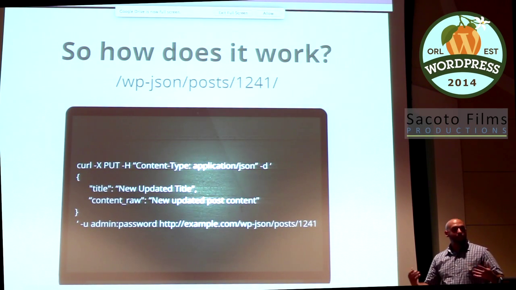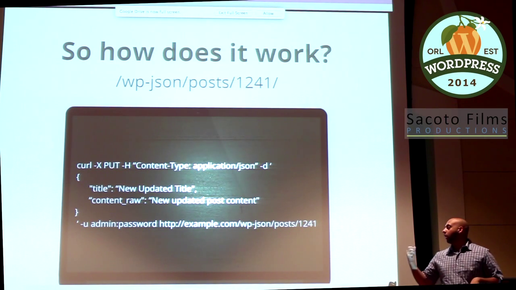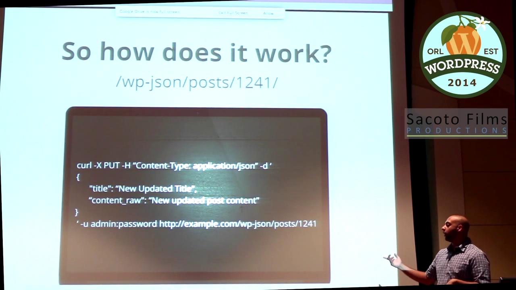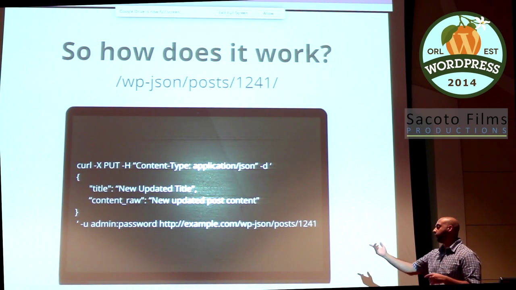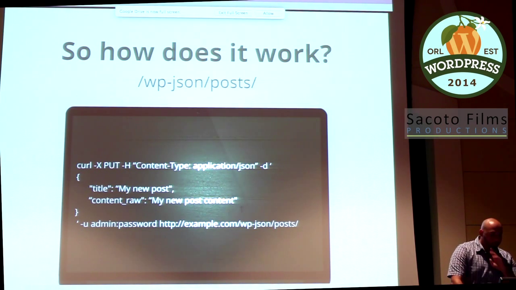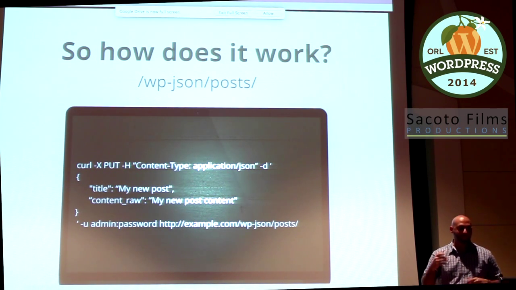All right, so let's say you wanted to update. You basically just do a PUT and pass the object of whatever parameters you feel like you want to update. So title, content_raw, post image, things of that nature. This does require, like I said, basic auth or some type of authentication. Currently we're using admin:password, which is basic auth. If you wanted to create a new post, you would do the exact same request, but just straight to /posts. And you would pass in the information in the object that you want to create.